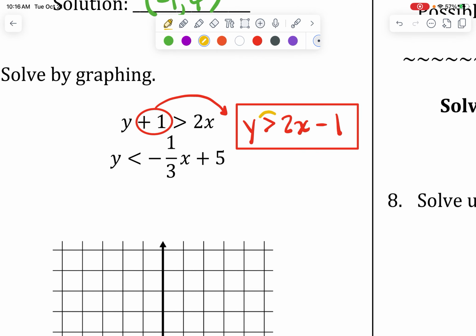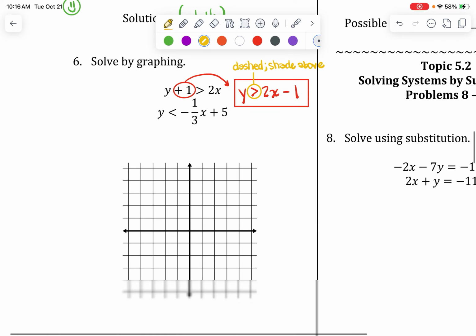And I do want to pay attention before I actually graph this line, what the greater than symbol right there is telling me, right? So remember, the greater than tells me that it's a dashed line because it does not have the equal to bar. And it also tells me, because it's greater than, that we're going to shade everything above the line because that's where all the greater y values are. All right, so I'm going to keep that in mind when I graph my line here.